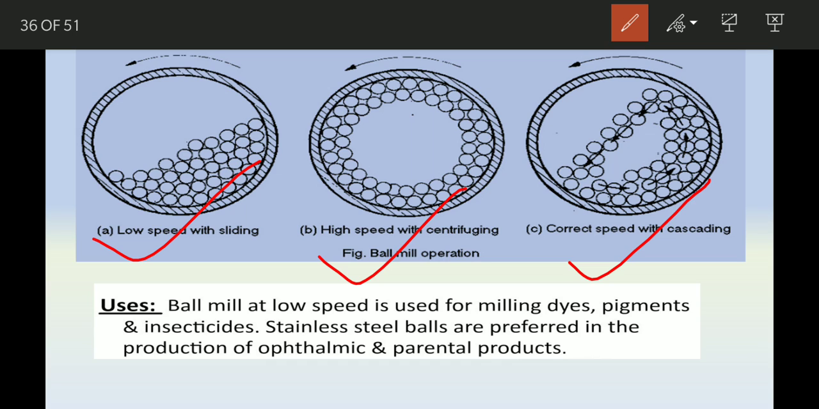Now let's talk about the uses. Fine grinding with a particle size of 100 to 5 mm or less can be obtained, particularly for hard and abrasive material. Stainless steel balls are preferred in the production of ophthalmic and parenteral products, and there is less chance of contamination due to wear. Ball mill at low speed is used for milling dyes, pigments and insecticides.